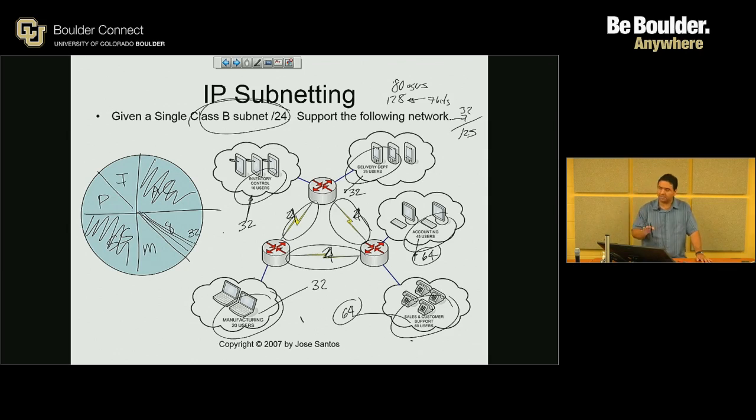So now the problem is, give me the values that each one of these networks will have. Let's pick this one, sales and support. Sales and support is this network. What is the network number for that one? Class B with a slash 24. What's the class B IP address? 130.0.0.0/24. For example, right? So what is the network number? What is the IP space you're going to use on that department?